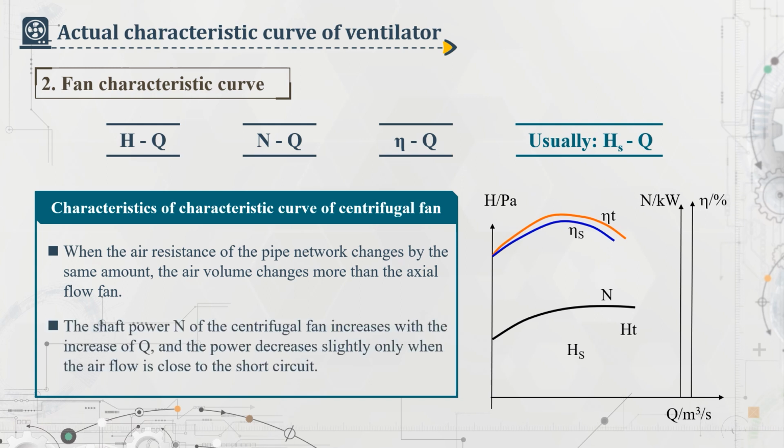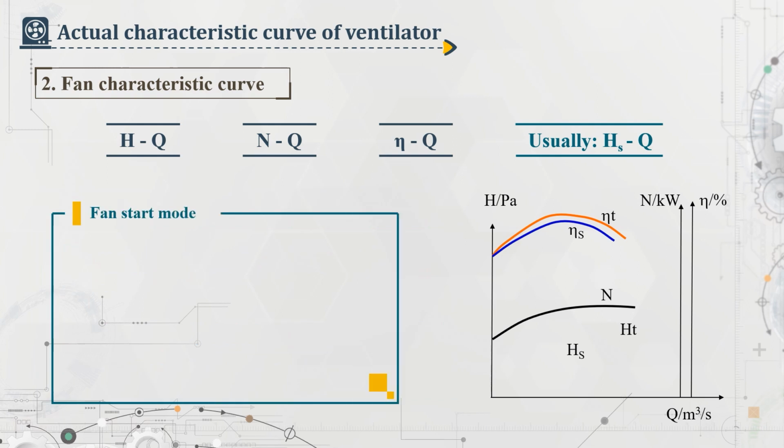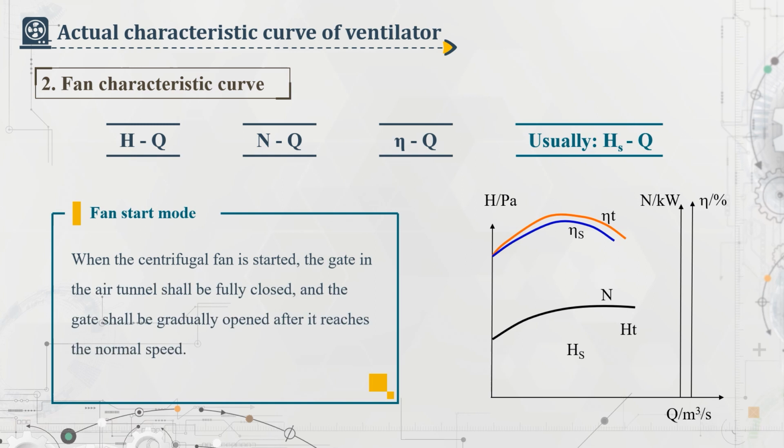3. The shaft power N of the centrifugal fan increases with the increase of Q, and the power decreases slightly only when the airflow is close to the short circuit. Centrifugal fan start mode: when the centrifugal fan is started, the gate in the air tunnel shall be fully closed, and the gate shall be gradually opened after it reaches the normal speed.